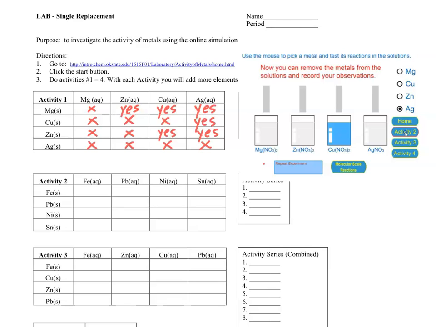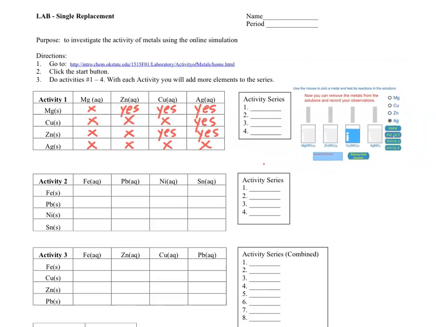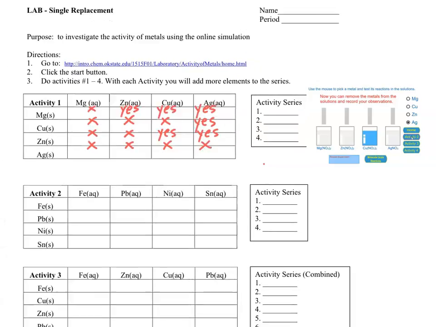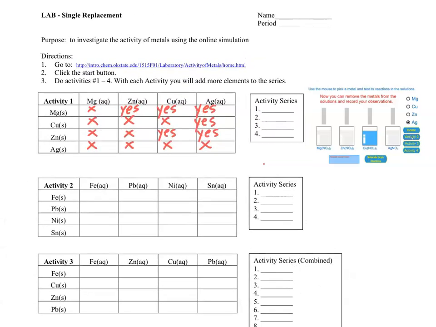Now, which one of these metals is the most reactive? Well, magnesium had 3 out of 4 of them react, so we might put that first. So let's put magnesium at the top of our list. All right, Mg. The least reactive one was silver. It didn't react at all, so let's put that on the bottom.